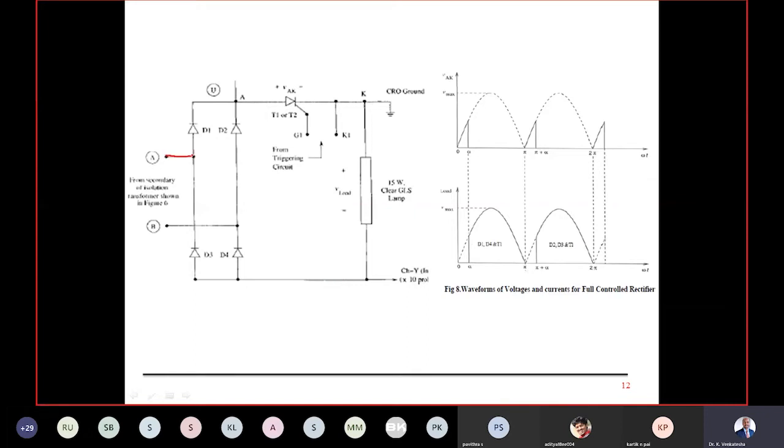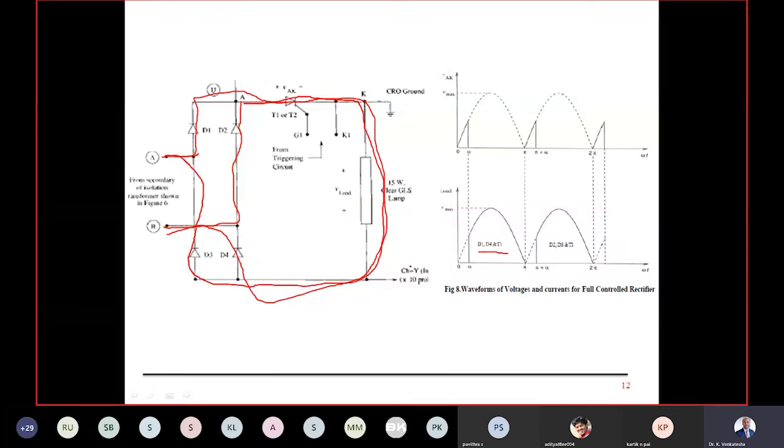So it's through point A, positive half cycle, A to B, right? A to B is the positive half cycle: D1, SCR, load, D4. So D1, D4, thyristor 1. That's what is written there. Negative half cycle, B to A. From B you start, B to D2. At that time D4 and D1 are reverse biased. Then SCR, load, D3 back to A. So D2, D3, and the same T1 only.